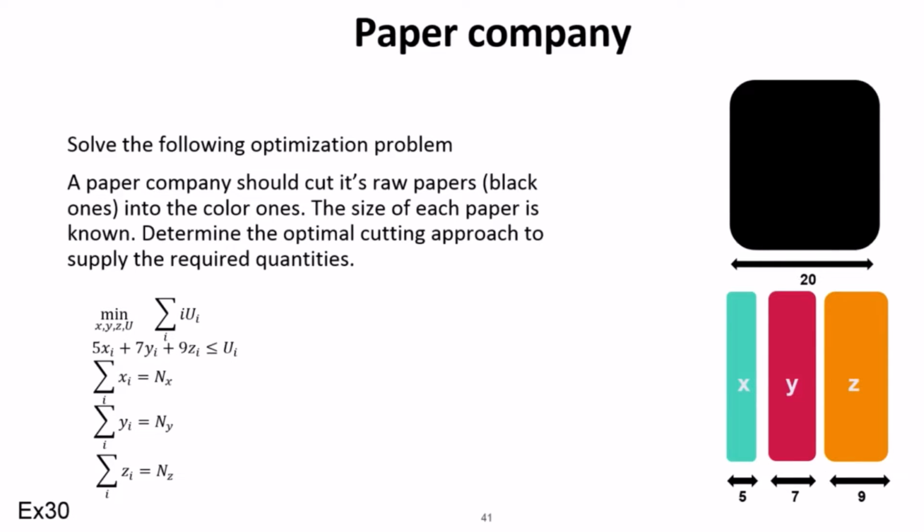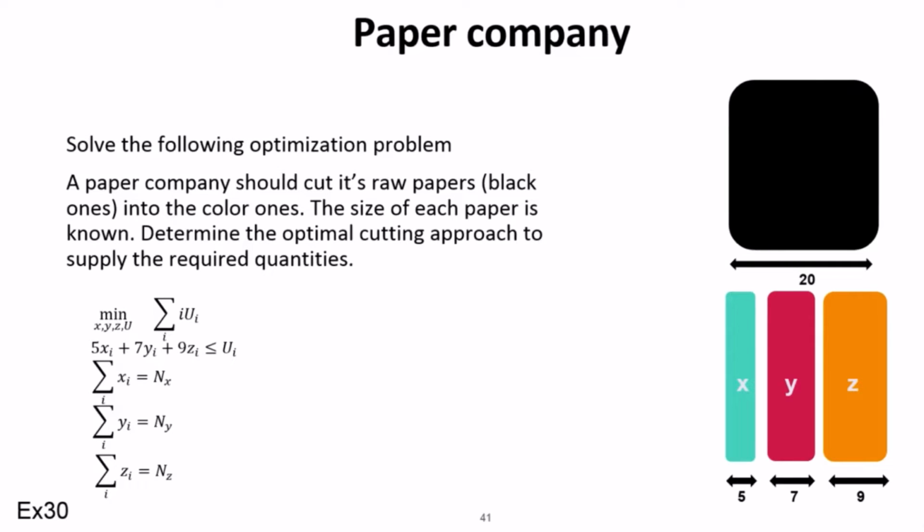This example, let's name it the paper company. Suppose we have that black paper, and let's assume the length of this big paper is 1 meter, and we want to cut this big paper into smaller pieces. You can see these are the requirements. Piece X has a width of 5, piece Y has a width of 7, and piece Z has a width of 9, and they have the same length as the black one.